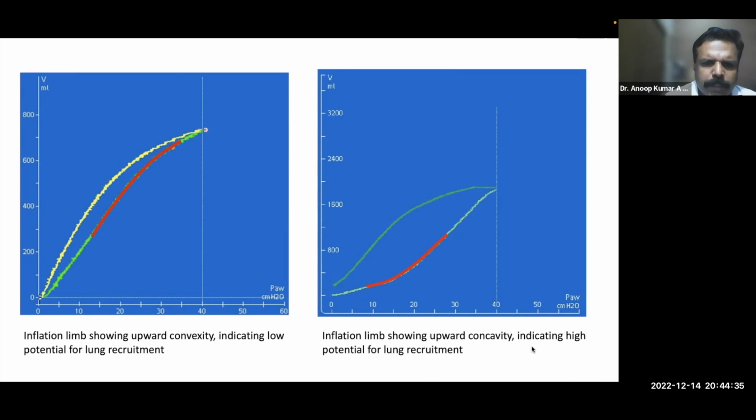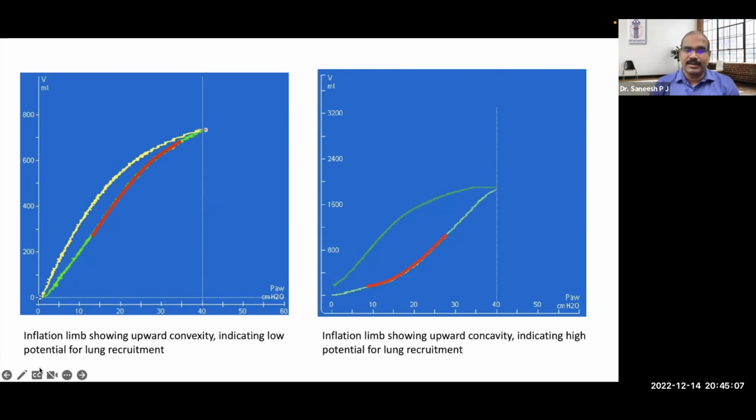So see this inspiratory limb here and the inspiration or the inflation limb here. So this is a lung which is really recruitable, and again the compliance will improve. Compliance improve means the curve will shift towards this side, towards the x-axis. I'm pointing anyway. So on the left side graph, there is low potential for lung recruitment, and on the right side one, there is high potential for lung recruitment.